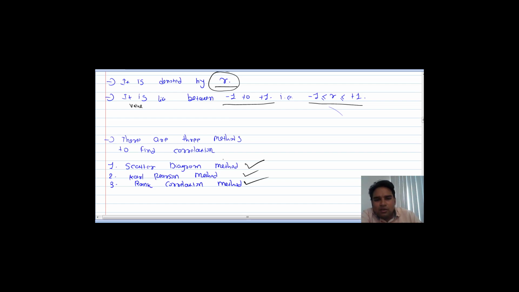So we will discuss in our next lecture the scatter diagram method, how to find the correlation between two variables by the scatter diagram method. We will discuss it in the next lecture.